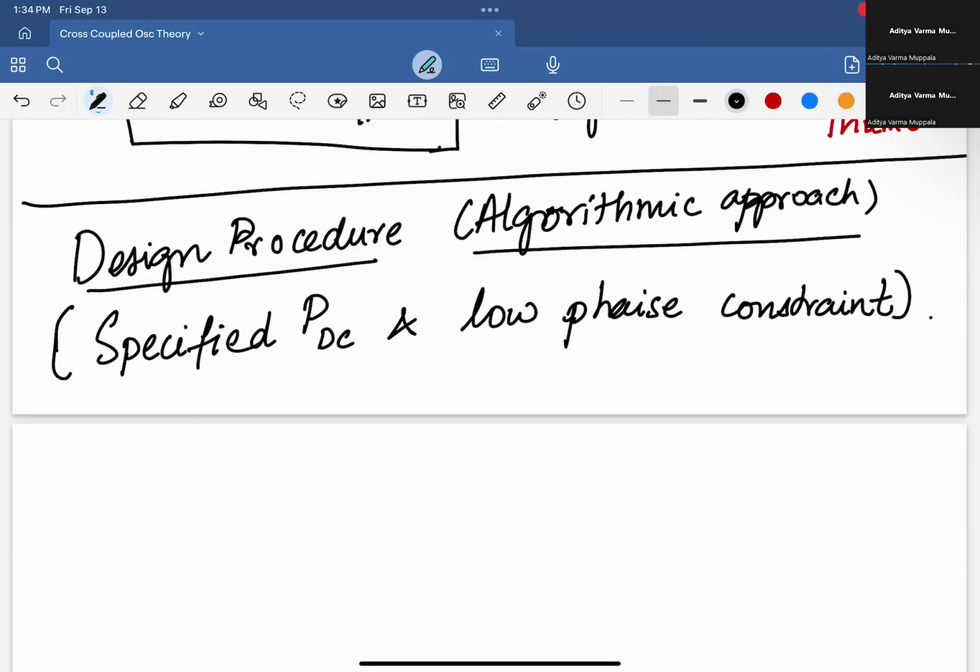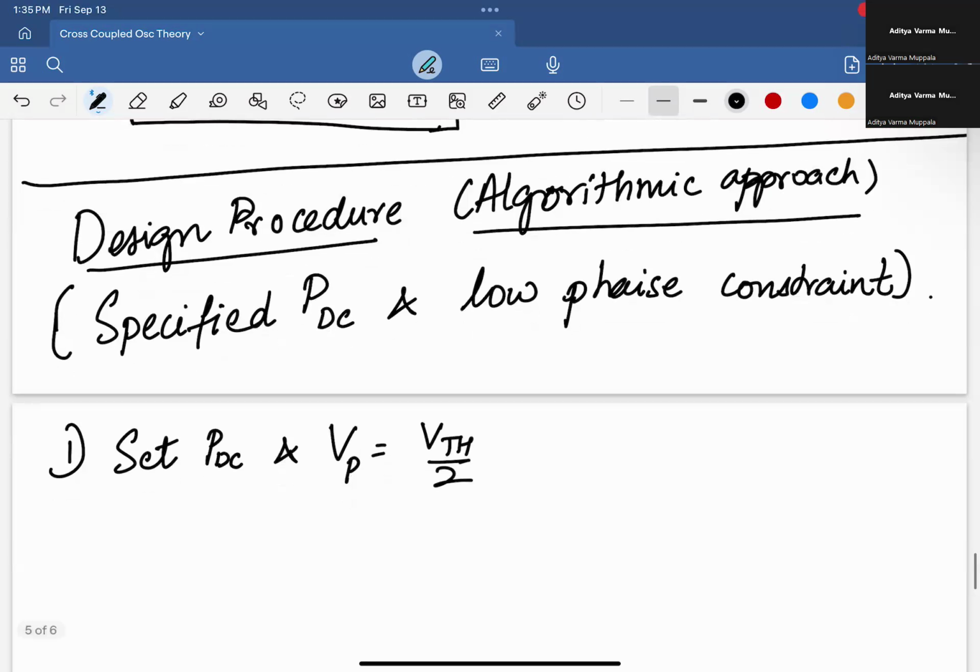When we look at millimeter wave, we may see that this is maybe not the best approach because there the limiting constraint is output power, and the design procedure, analysis, everything might be totally different, right? So we look at that in a later video, but for now, let's just say this is the constraint we want to set. Okay, so we know that the first step is set PDC. And since we want low phase noise, we don't want to enter triode region. So V peak should be VTH divided by 2, right?